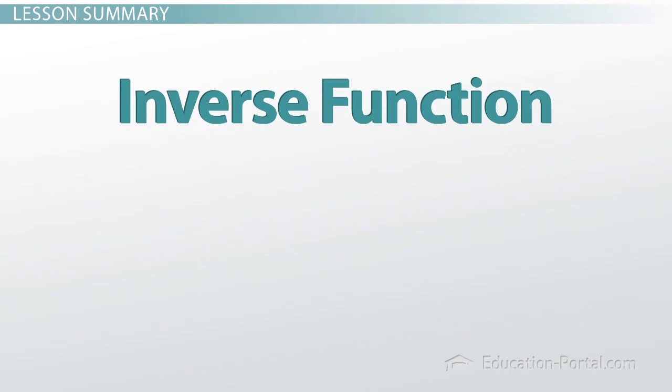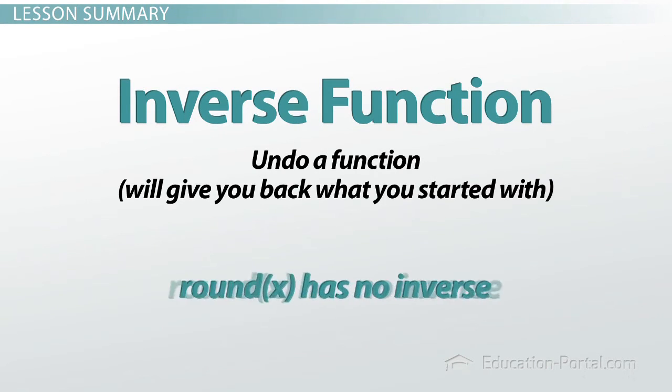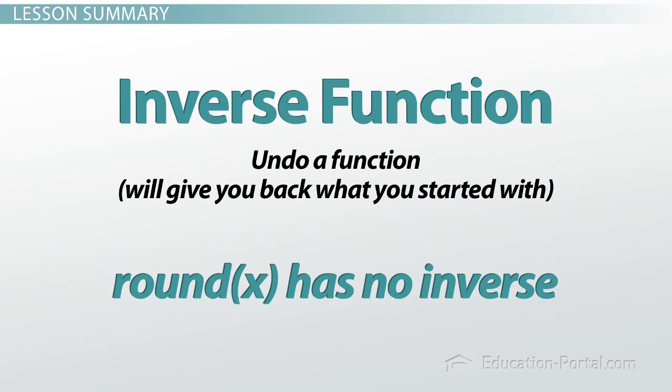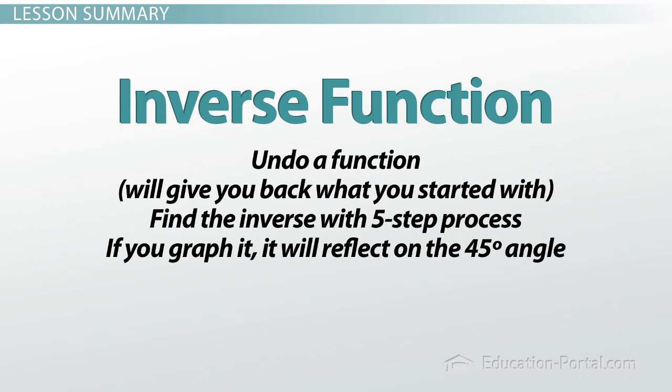So to recap, the inverse function will undo the function. That means that the inverse function of the function will give you back what you started with. But not all functions have inverses. For example, round didn't have an inverse. You can find the inverse function with our 5-step process. And if you graph the function and its inverse, they're 45-degree reflections of one another. So it's an easy way to find the inverse or get an idea as to what the inverse function looks like for really complex functions.